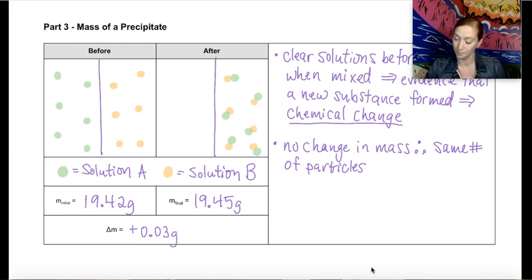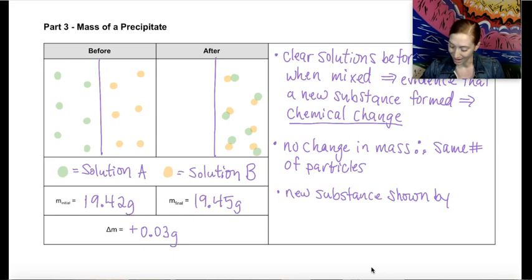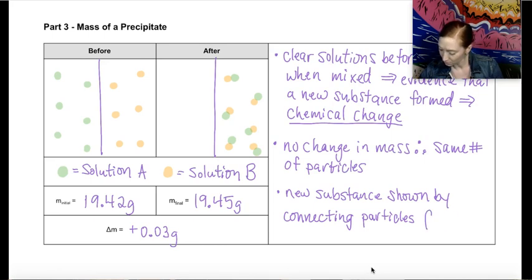To show that this is a new substance made of A and B. So let's clarify this. New substance shown by connecting particles for A and B. Okay, that'll sum up part 3 for us.